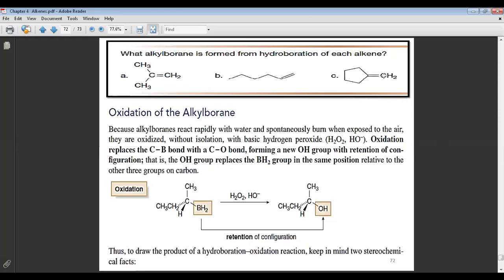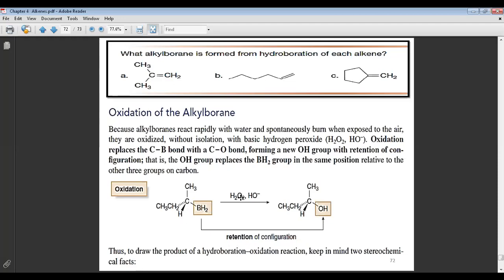You write the products at home. This is homework for you: write the product for these three compounds. Easy, nothing difficult, actually. That means this addition is reverse to the Markovnikov rule. And the second step is the oxidation. Oxidation just converts the BH2 to the OH, with hydrogen peroxide and base, OH minus.